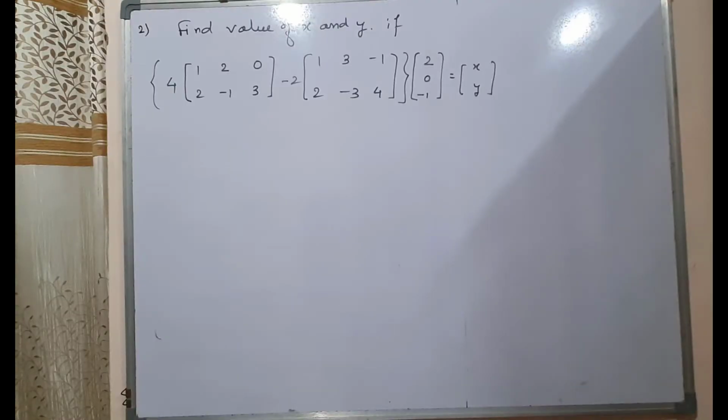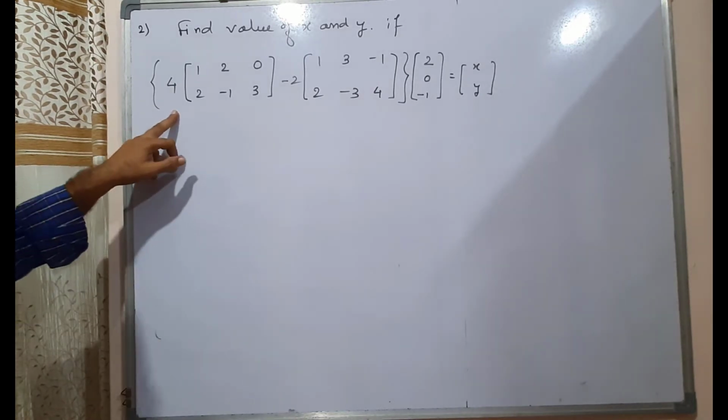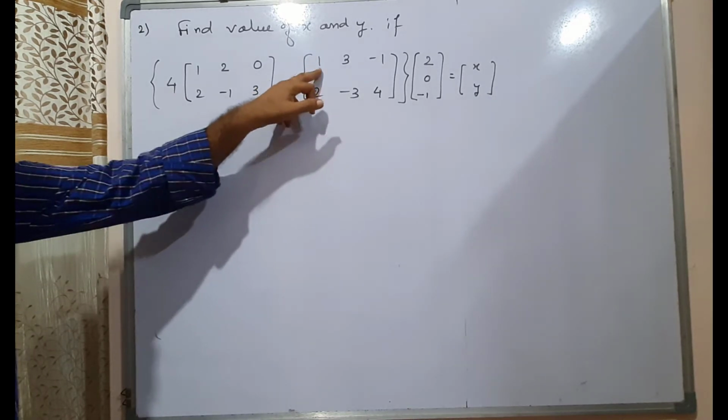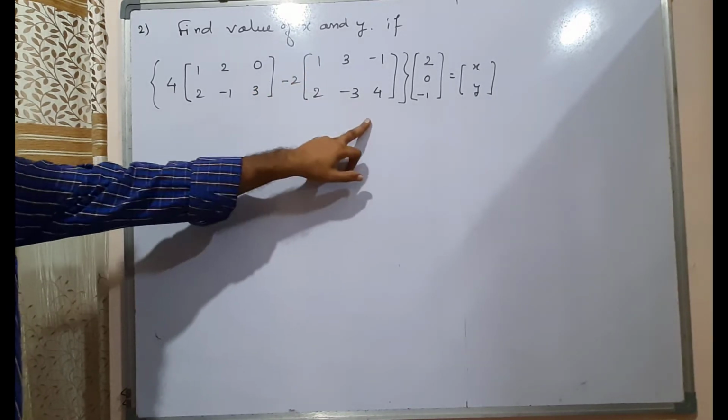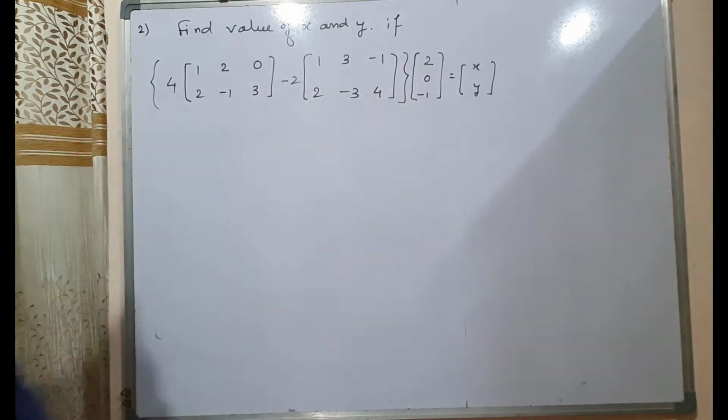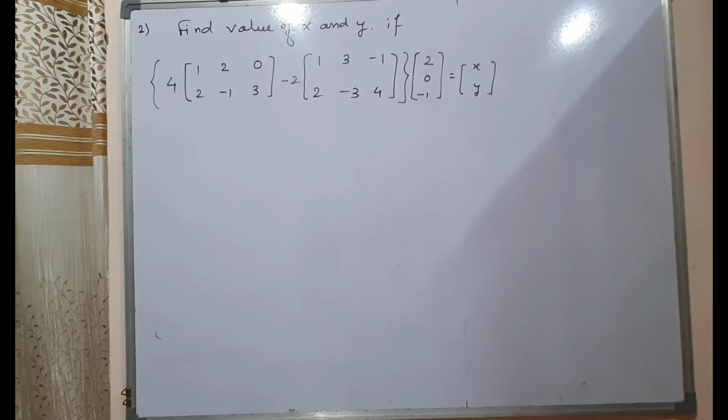So now take another example. Find the values of x and y if 4 into the matrix 1, 2, 0, 2, minus 1, 3, minus 2 into the matrix 1, 3, minus 1, 2, minus 3, 4, and multiplied with the matrix 2, 0, minus 1, equals the unknown values x, y. So here we find out the unknown values of x and y.